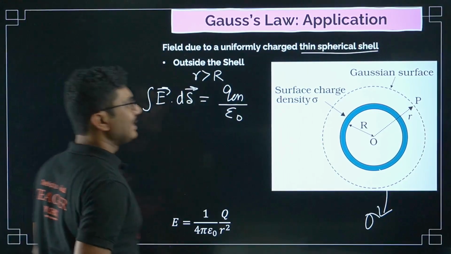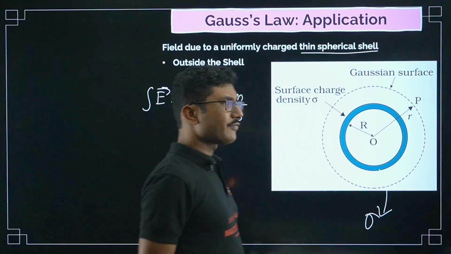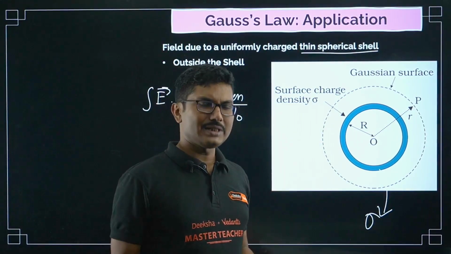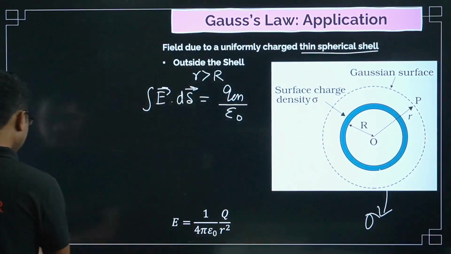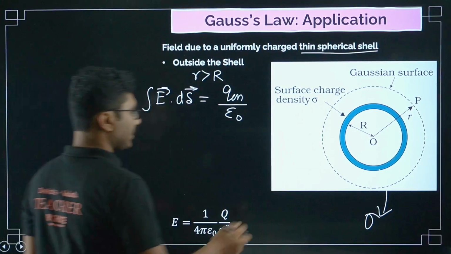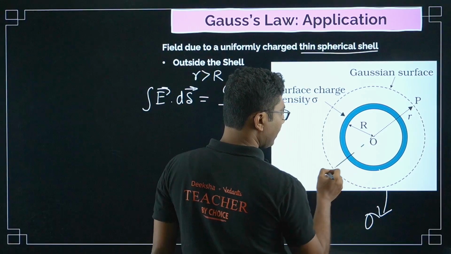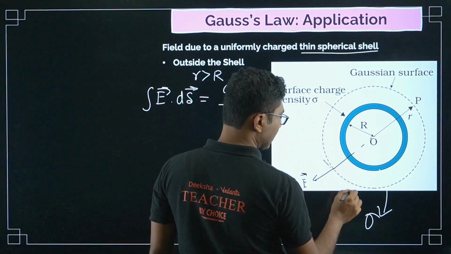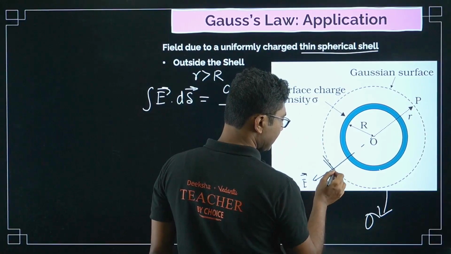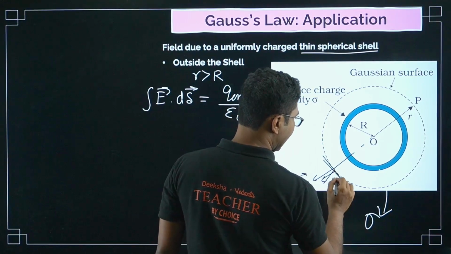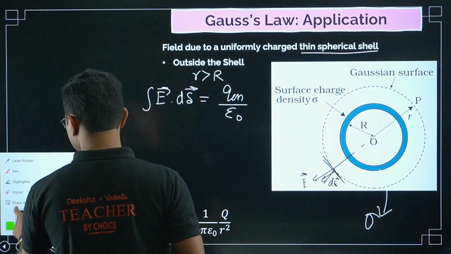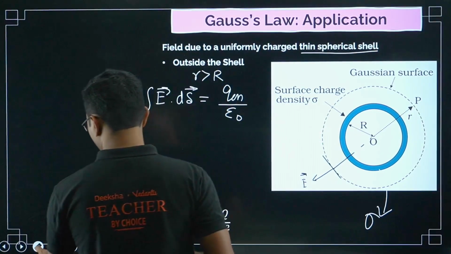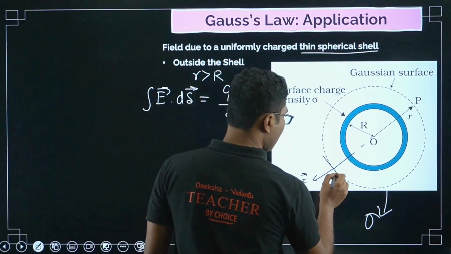Now as it is again a symmetric surface, the electric field on each point on the surface will have the same magnitude, and E and ds again are in the same direction. Suppose this is the point, E is in this direction and ds is basically this direction. So E and ds are in the same direction, which means their dot product will simply have cos theta equal to 1.